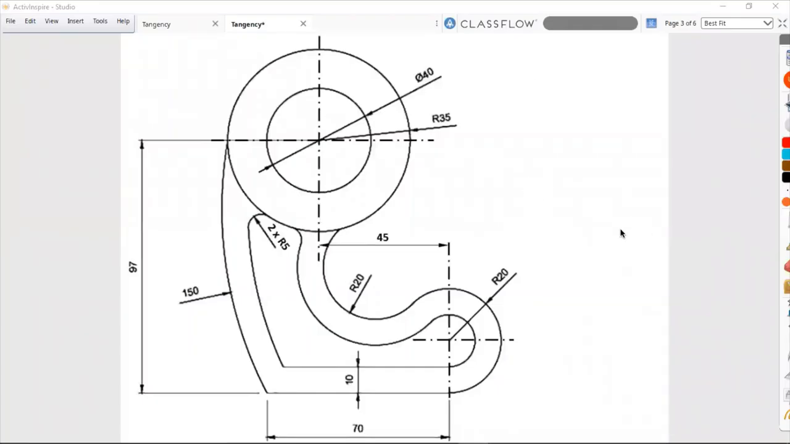In this drawing, I'm going to try and make a sketch, reproduce a sketch of the drawing you can see on the screen. I'm going to take care and explain all the steps that you need to produce this drawing.